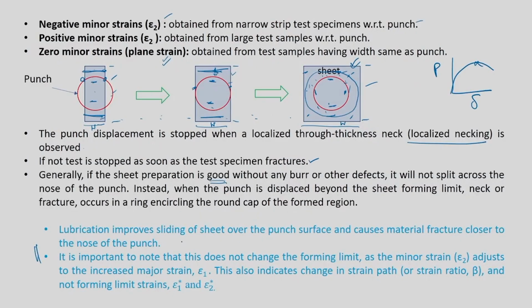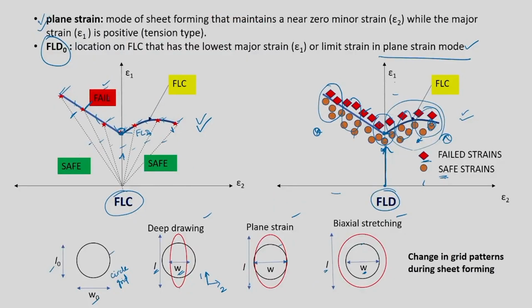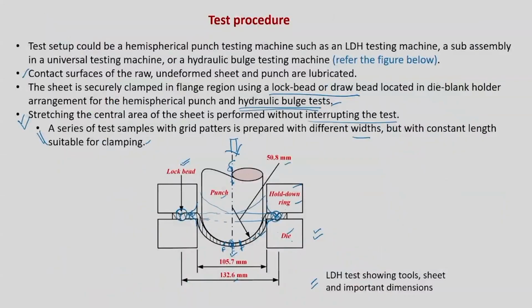So we are saying that lubrication provides sliding of the sheet over the punch surface and causes material fracture closer to the punch nose. But one thing we have to be very clear about is that this does not change the forming limit. Generally it is understood that whether you put lubricant or deform the sheet in dry condition, the forming limit will not change. Your forming limit curve, which we mentioned just before, is not going to change when you use lubricant or do the test without lubricant. That is why we call it a material property.